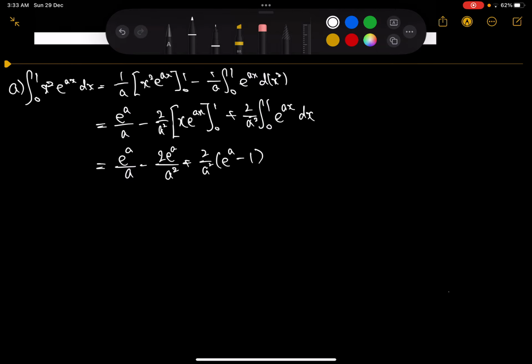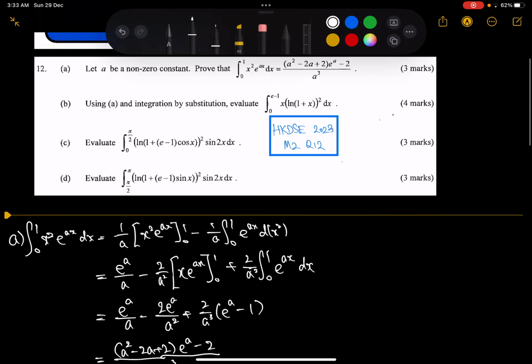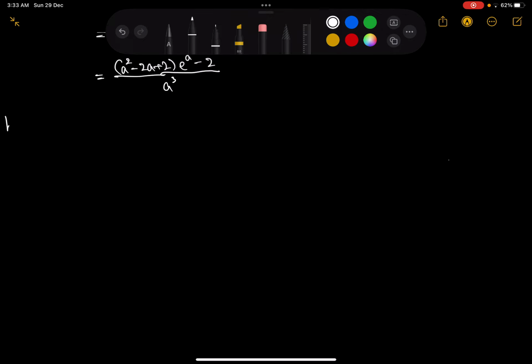I believe it should be an a cubed, not a squared, which means we have (a squared minus 2a plus 2) e to the power of a minus 2, over a cubed, and that's exactly what part A needs, so that's done.